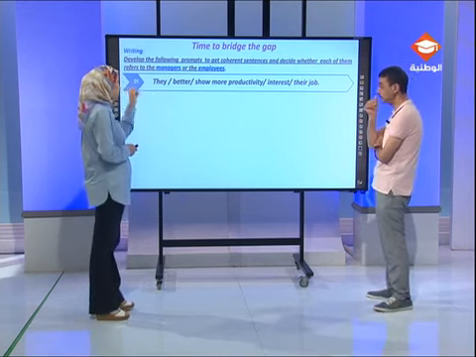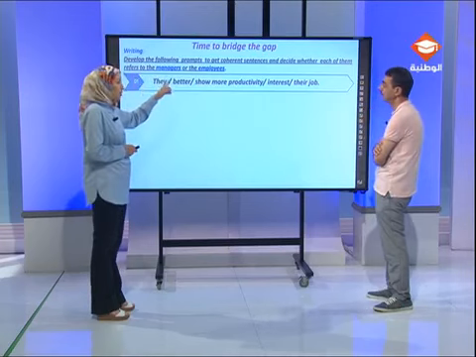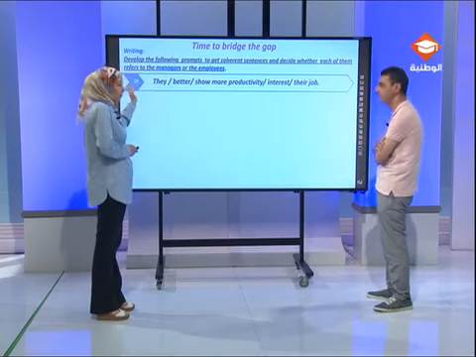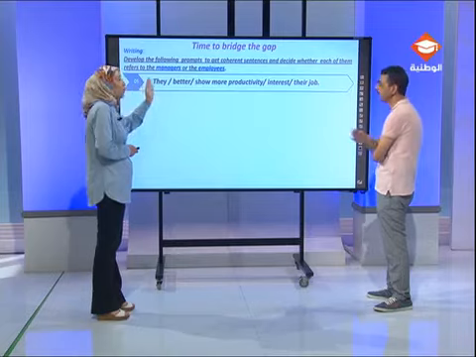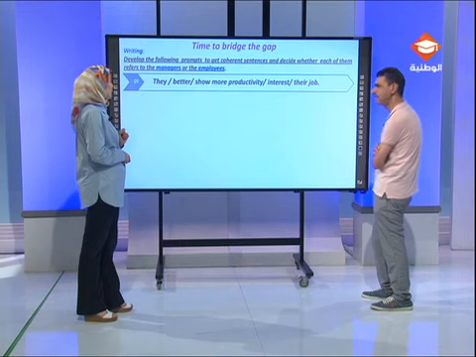Then, you decide whether this is related to the managers or the employees. So this is the manager's responsibility. So the sentence begins with they, so I have to find out who they refers to, whether it refers to the managers or the employees. So could you please start with the first one? Okay, I'll give it a try, miss. They had better show more productivity and interest for or in.